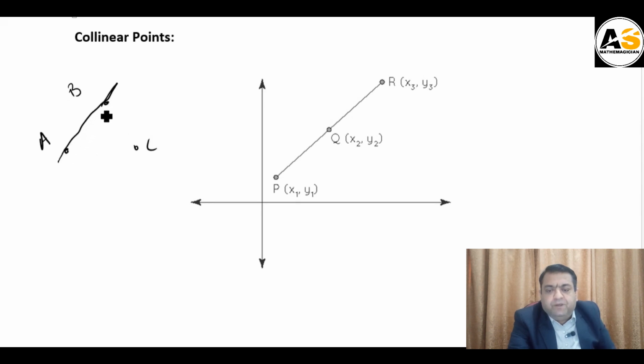I join A to B, this is a line. I join B to C, this is another line. And I join A to C, this is another line. These are 3 different lines.